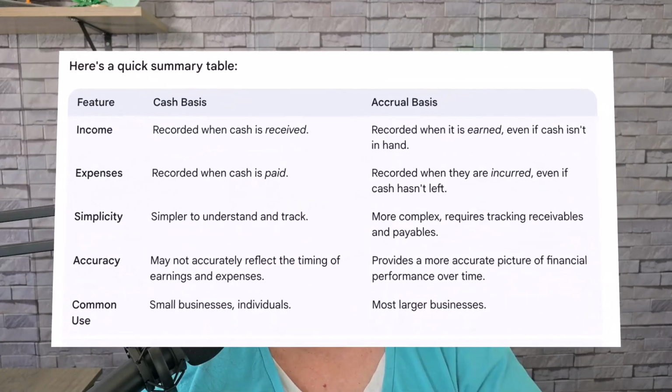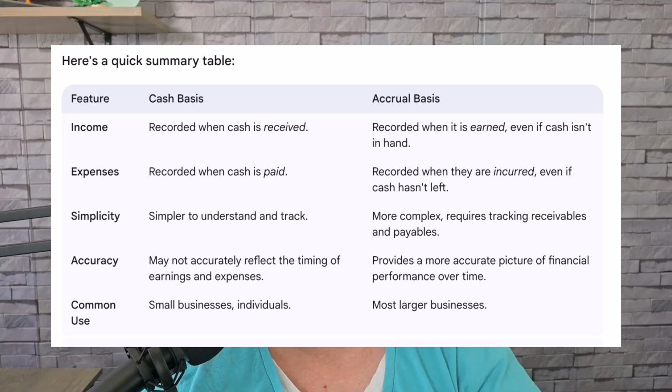And you're going to see that for income, the cash basis is recorded when the cash is received, right? And then on the accrual basis, it's recorded when it's earned, even if the cash is not received yet. You'll see that here. Now, on expenses, it's recorded when the cash is paid for those expenses. And on an accrual basis, it's recorded when they are incurred, even if the cash hasn't left the business yet, that you still owe it, right?